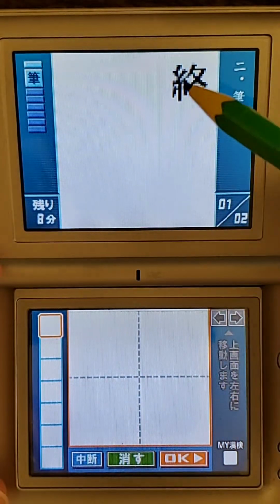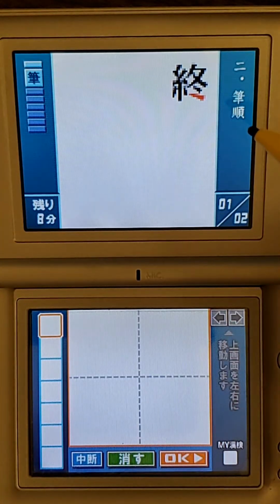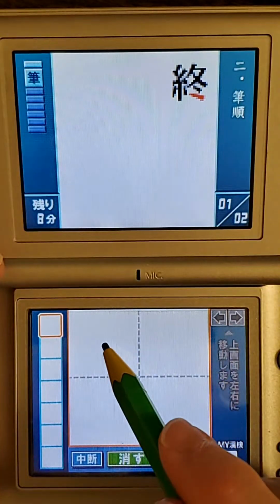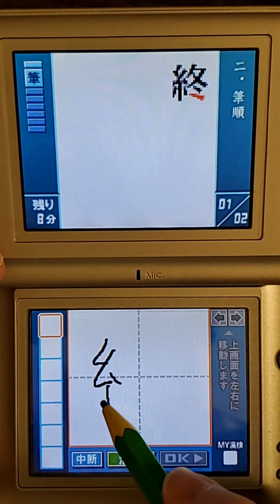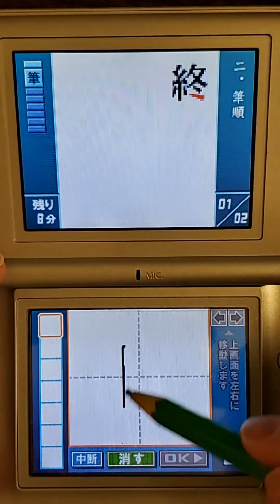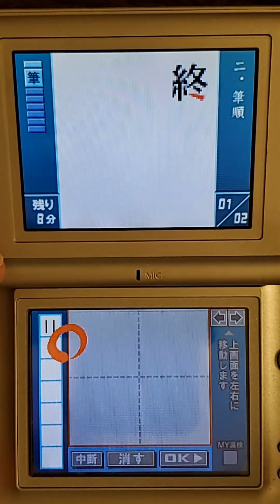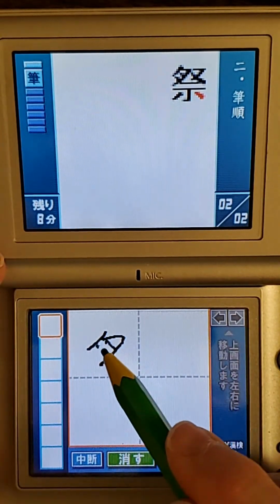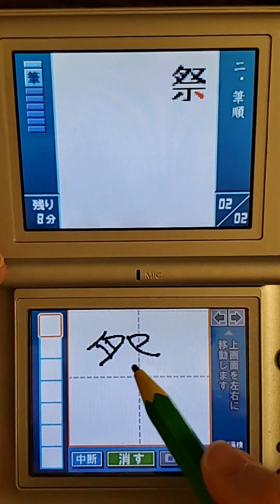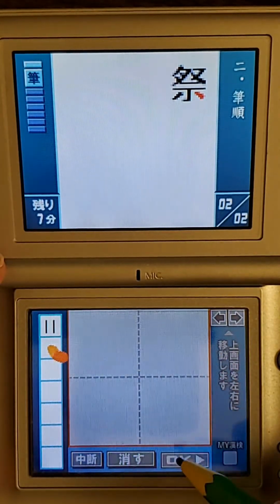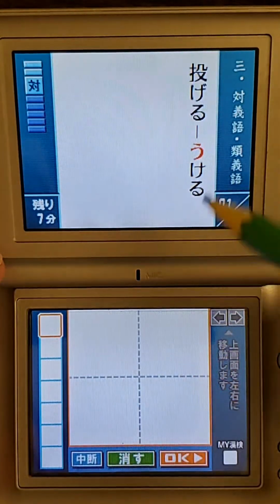O-sama. All right, so this is the Kakijun. So the order of strokes. So we'll write it here. 1, 2, 3, 4, 5, 6, 7, 8, 9, 10, 11. So it's the 11th one. This one here. 1, 2, 3, 4, 5, 6, 7, 8, 9, 10, 11. Again, 11. All right, the next part.